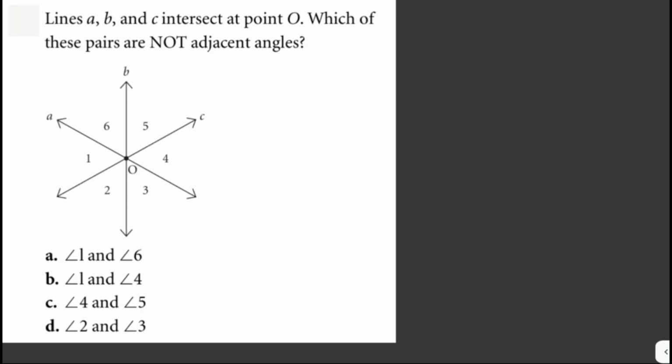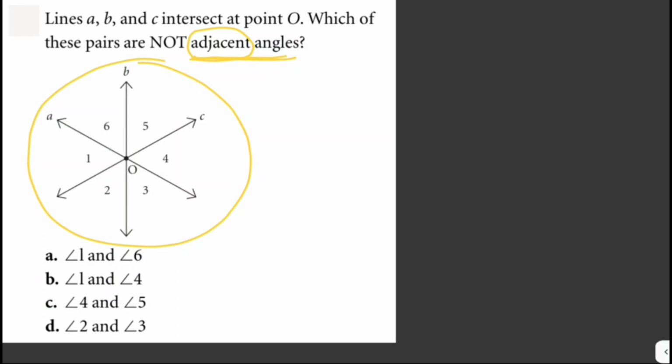Lines A, B, and C intersect at point O. Which of these pairs are not adjacent angles? Okay, let's define adjacent angles first. When we say adjacent, that means they are next to each other. In geometry, adjacent angles are 2 angles that have a common side and a common vertex. In this given figure, we're given lines A, B, and C, and we're given the angles 1 to 6.